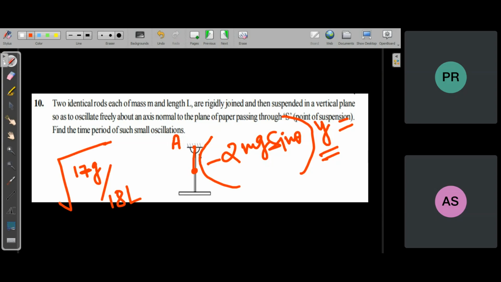Okay, and then on the other side, what did you do? Sir, I equate it to I alpha, sir. If you equate it to I alpha, what happened to y? What is your final equation after simplifying? Sir, we get y as 3 by 4 L, sir. Okay, so y is 3 by 4 L, and by using the parallel axis theorem, we can find the moment of inertia also. Okay, that is fine.